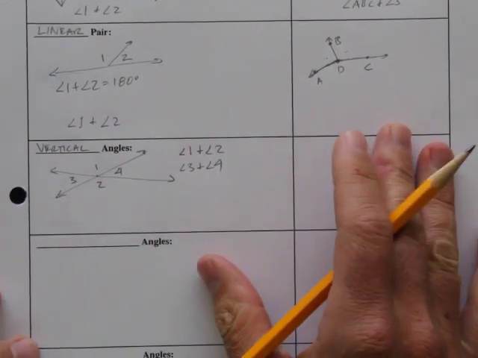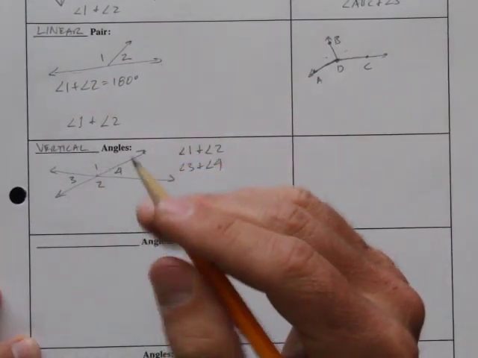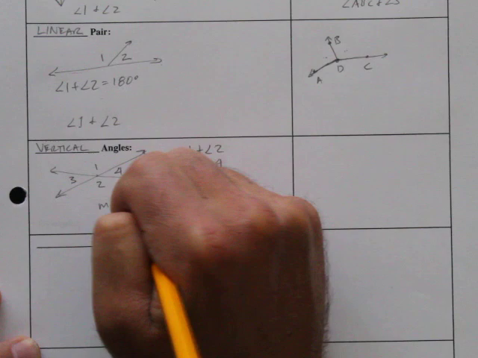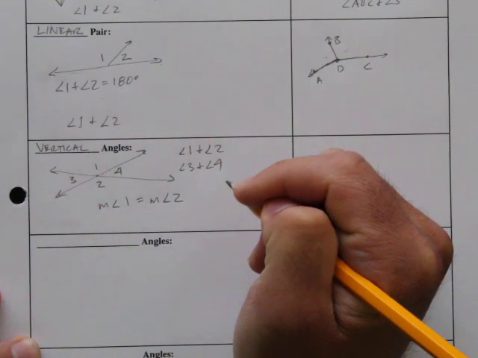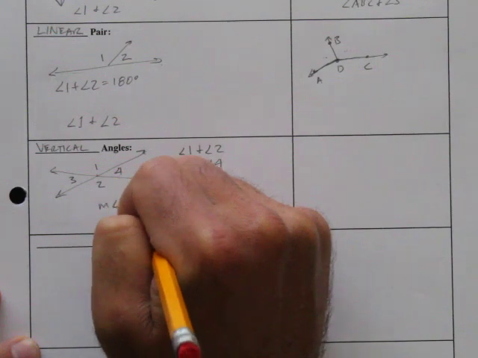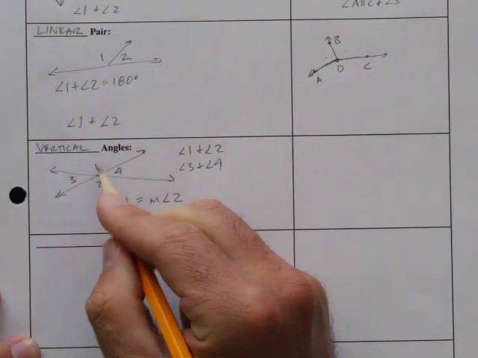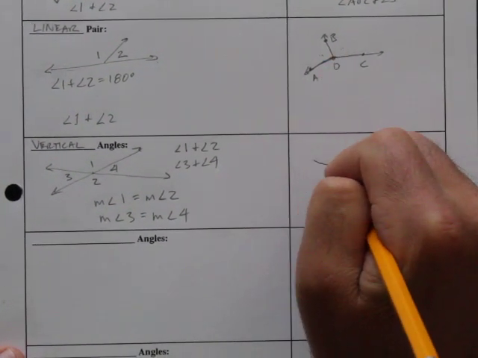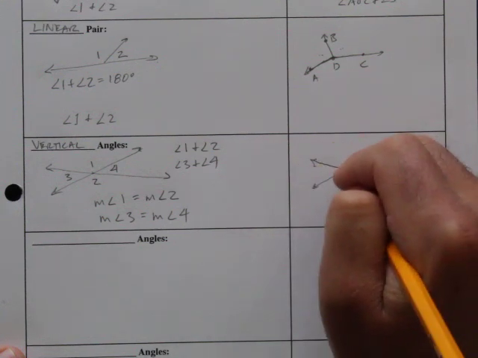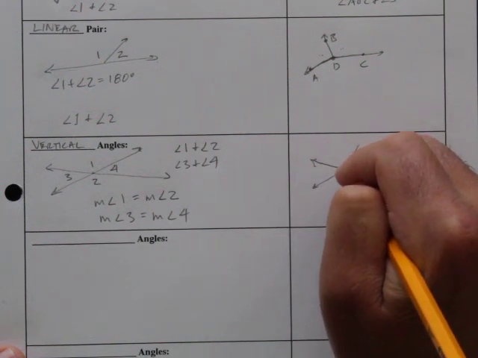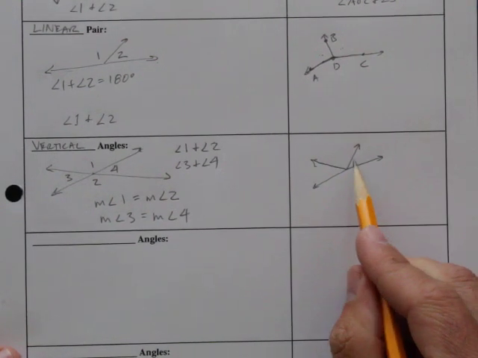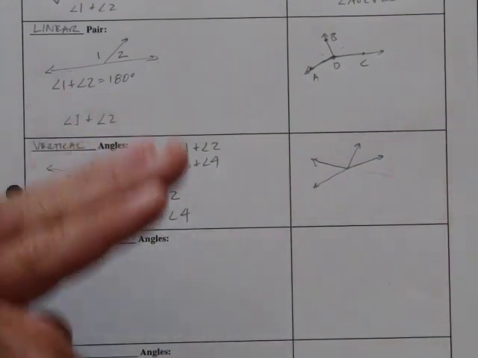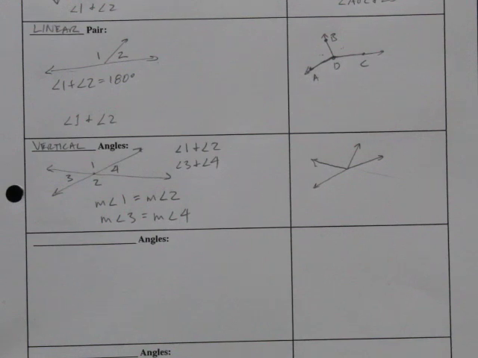Here's something special about vertical angles. Vertical angles are congruent. That means that the measure of angle 1 equals the measure of angle 2, and the measure of angle 3 equals the measure of angle 4. Vertical angles are congruent. Now here's a non-example. If I draw an angle here like this, and I draw another angle here like this, notice how it kind of looks like an X, but it's not quite. It's got to be two straight lines that cross each other to get vertical angles.